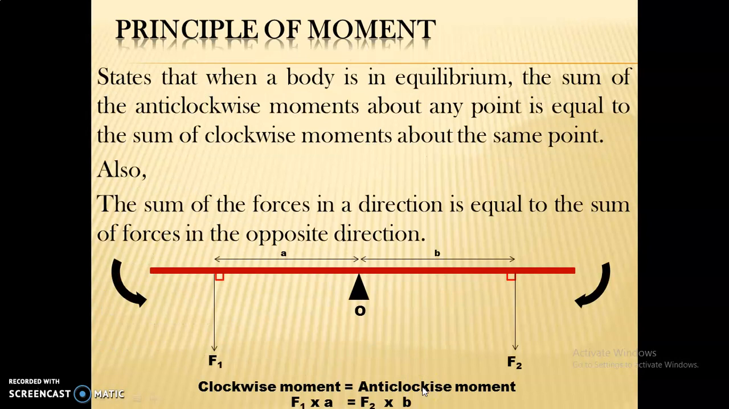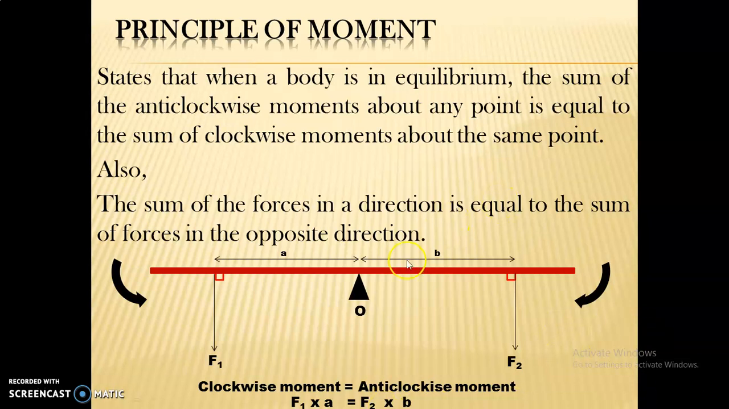If we look at this using the principle of moments, which states that for a body to be in equilibrium, the sum of forces on one side must be equal to the sum of forces on the other side. Simply, the sum of clockwise moments about a turning point is equal to the sum of anticlockwise moments about that same point. It generally takes us back to what we said about upward forces being equal to downward forces, and leftward forces being equal to rightward forces.